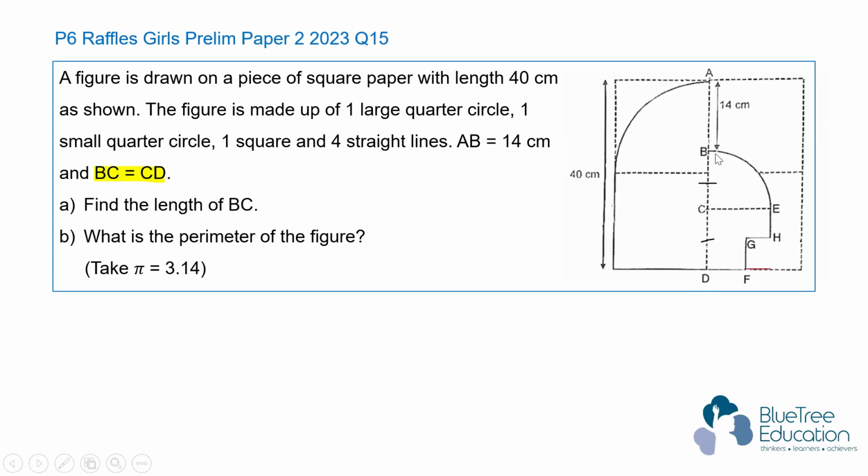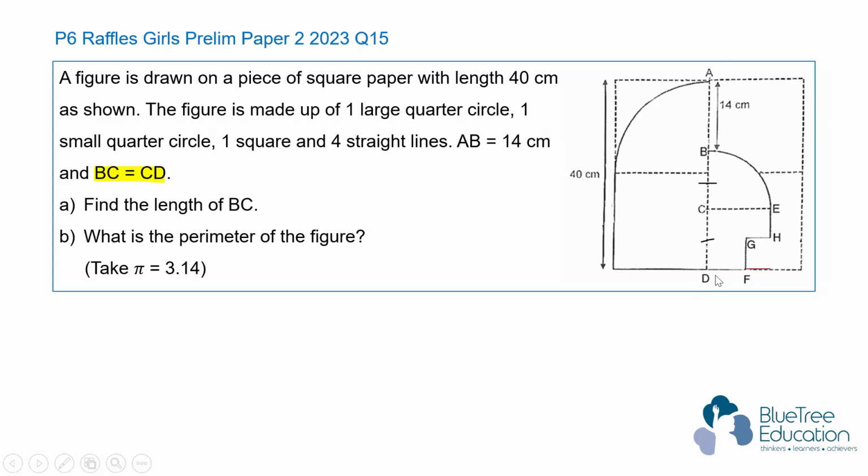BC is over here. Now, whenever we want to find the length of any line or any area, it's best to identify, is this part of a line that we already know? And we do. BC is part of AD. And do we know anything about AD? We do. AD is actually the same as the length of the paper, which is 40 cm.